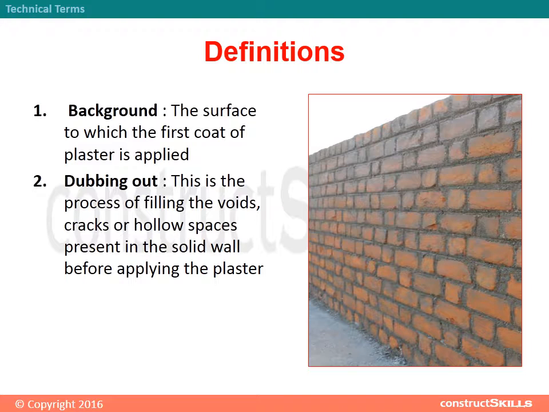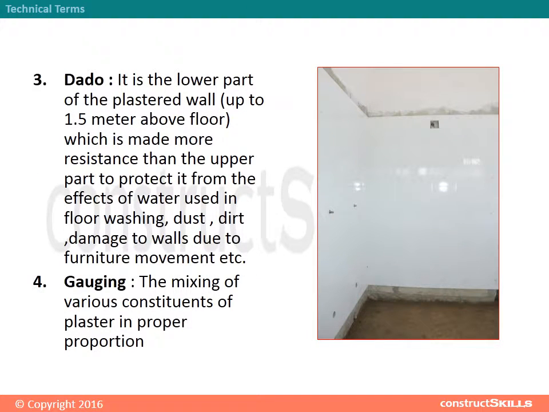Dado: it is the lower part of the plastered wall, up to 1.5 meter above floor, which is made more resistant than the upper part to protect it from the effects of water used in floor washing, dust, dirt, damage to walls due to furniture movement, etc.